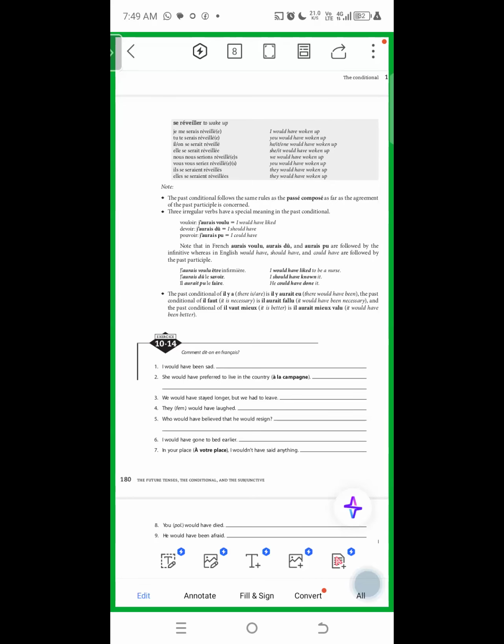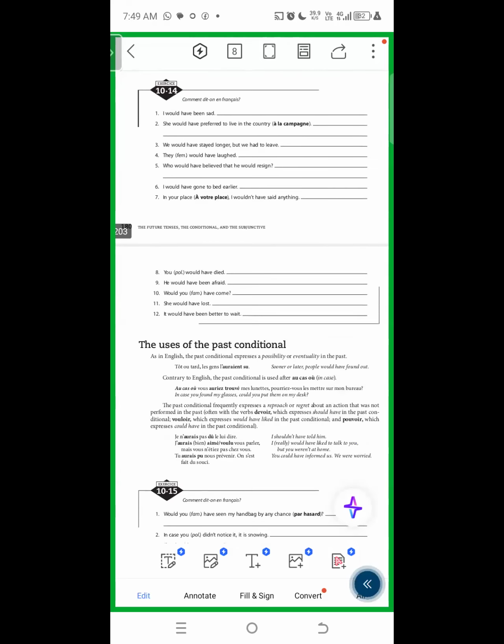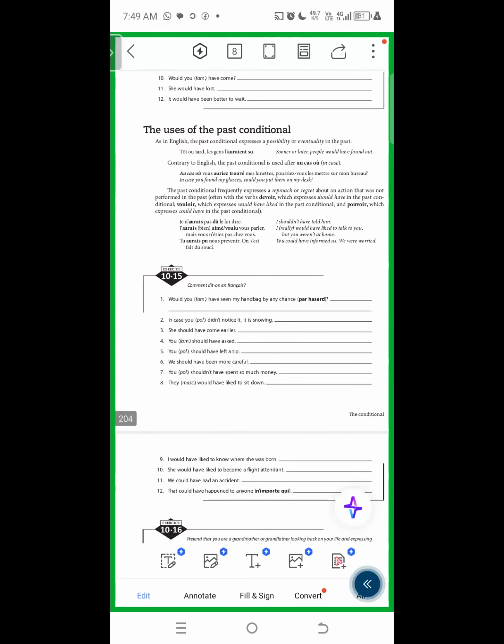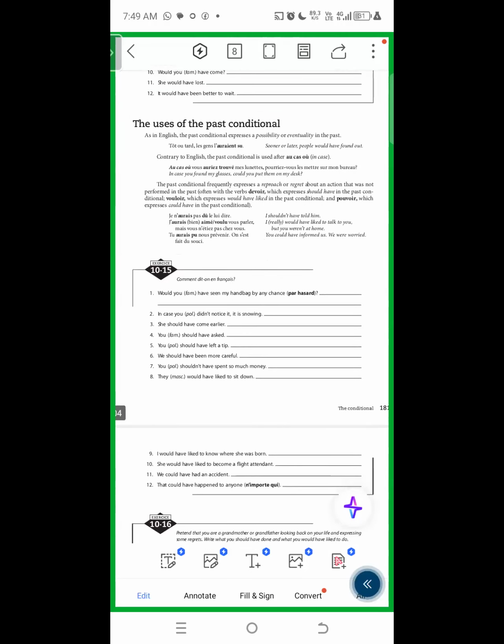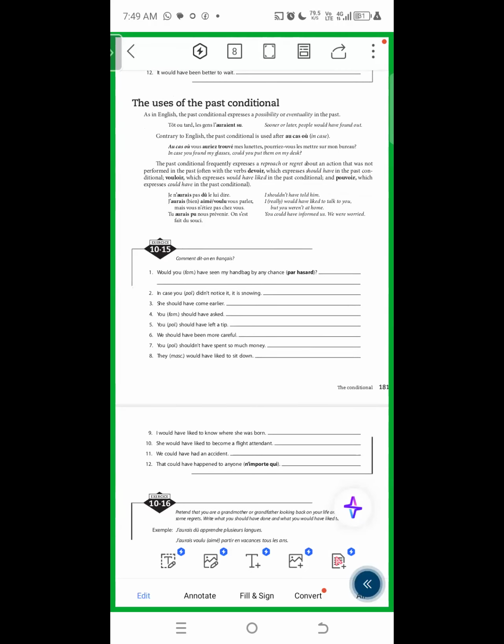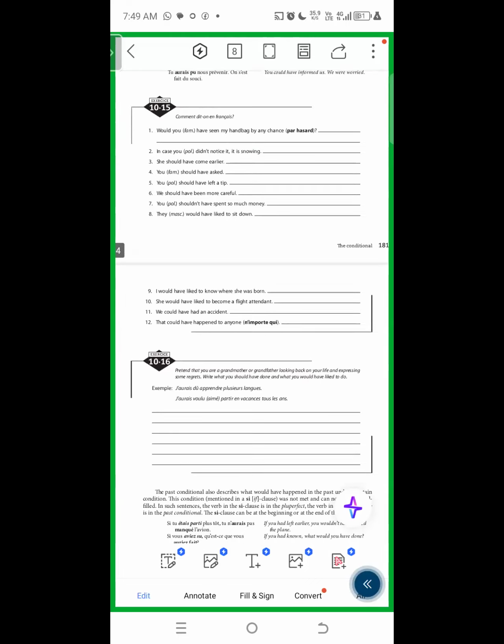So these are the past conditional forms. Now the uses. Our time is ticking. You can always go through the exercises later. What's the use? Please read the uses for us before we wrap it up.